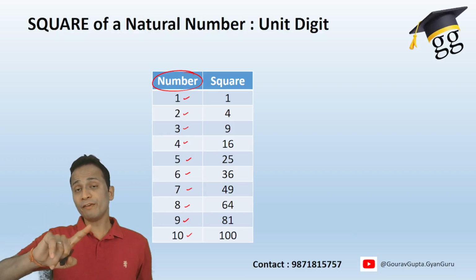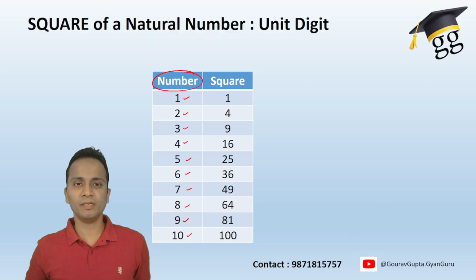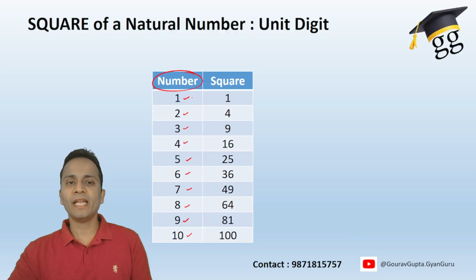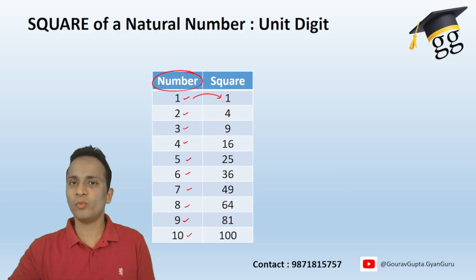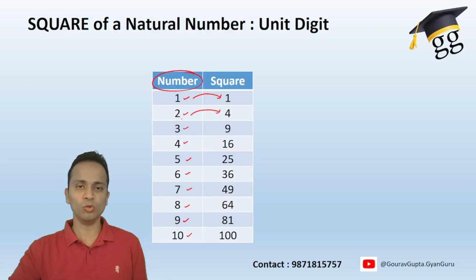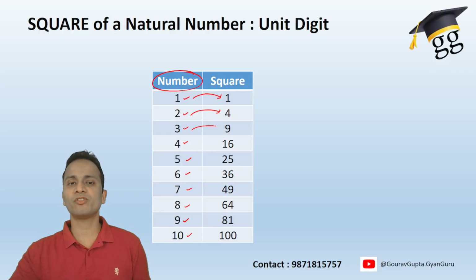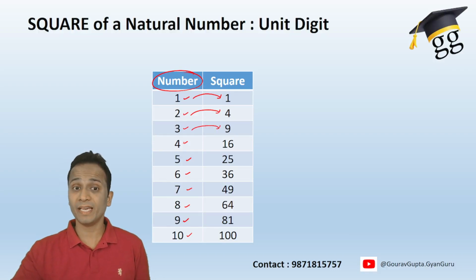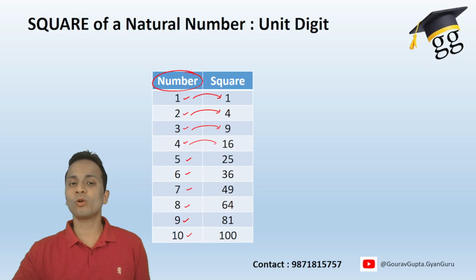Now, if I take the square of these numbers, any number which is ending with 1, when squared, the square will also end with 1. Then any number which is ending with 2, so 2 square is equal to 4. So the square of a number which is ending with 2 will end with 4. Similarly, if a number is ending with 3, its square will end with 9. Any number which is ending with 4, the square will end with 6. I'm focusing on the unit digits only.